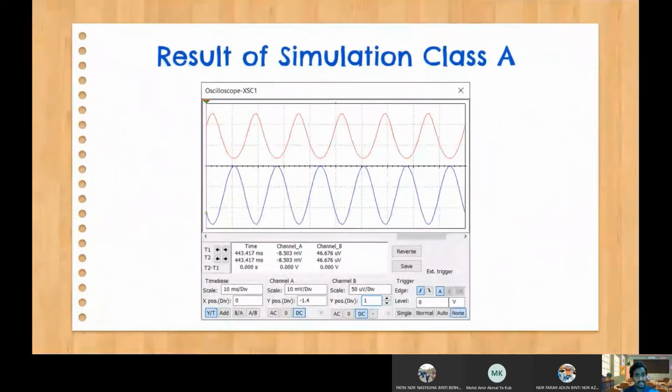For the results of class A amplifier, we obtain two waves. The red wave is the input and the blue one is the output. From this, we can see that there is no difference between the input and output waves. So the conduction angle is 360 degrees and it is a full wave, as we can see from the result, with a positive and negative signal. From this result, we can prove that for class A amplifier, no distortion occurs.